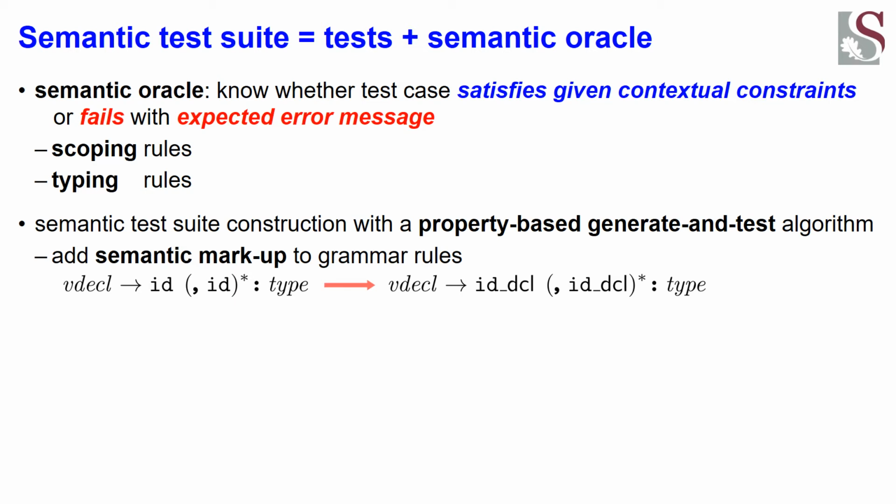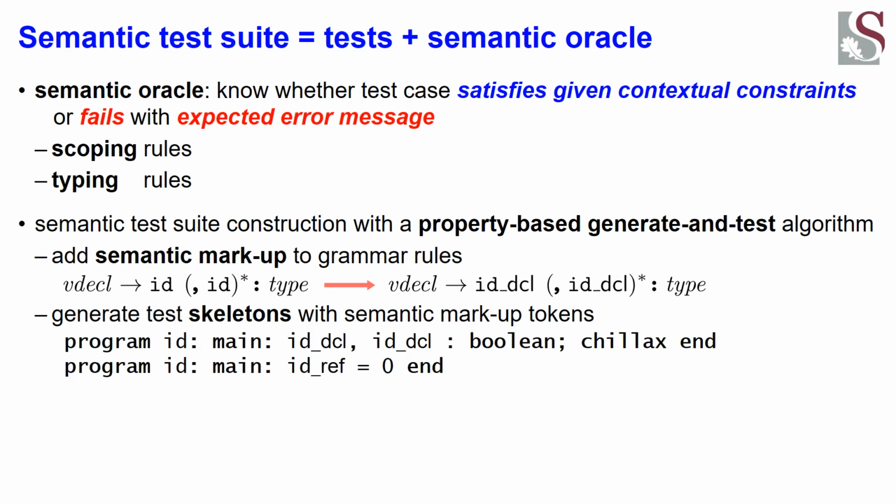We start by adding semantic markup to the rules, that is, tokens that encode the contextual constraints. Here is an example. On the left, we have the original grammar rule for a variable declaration. We know that the IDs are declared here and need to be added to the symbol table. We can encode this knowledge with a decl markup on the ID tokens shown on the right. We then randomly generate test skeletons from these rules as before.